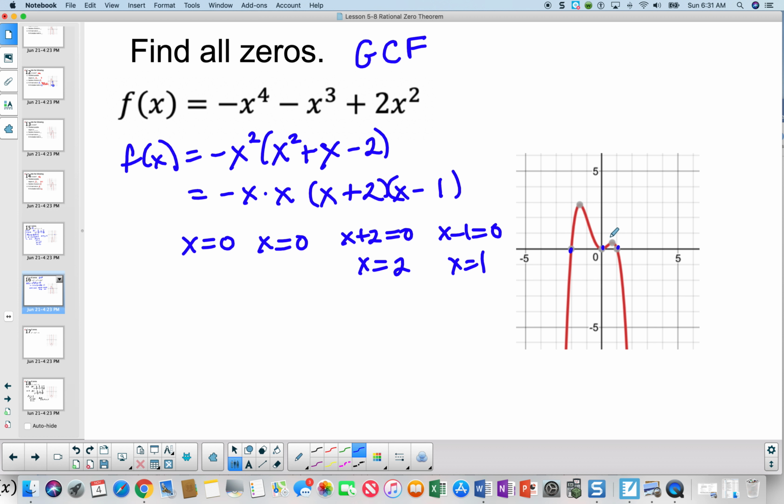So I can see all of these. So my zeros are 0, -2, and 1. But 0 is a double root, which counts for 2. And so 2, 3, 4. I have all my roots.